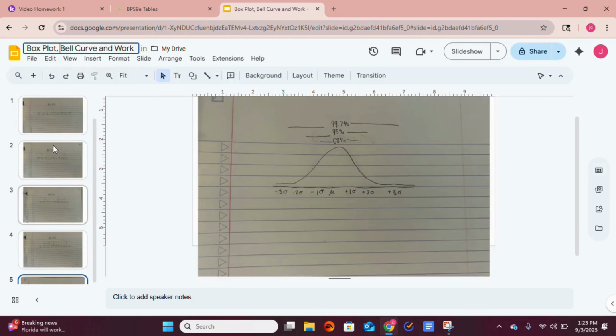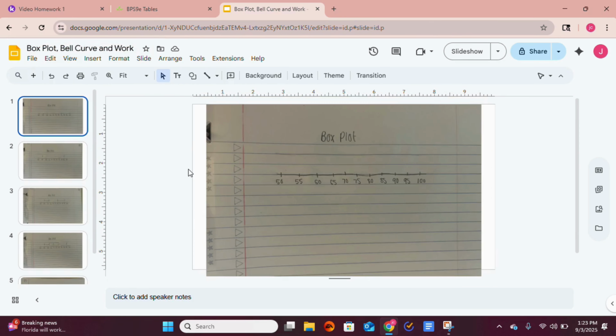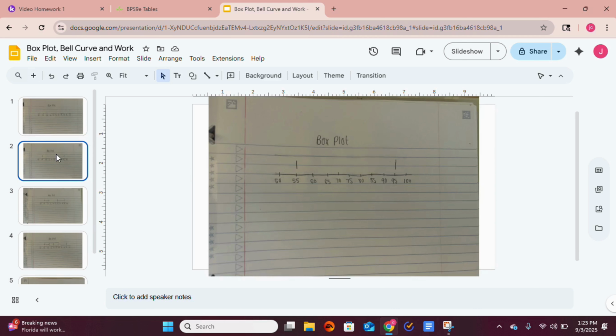First, we create a number line that is applicable to our data. Since our data ranges from 55 to 95, I wrote my number line from 50 to 100, counting up by 5s. Then, we draw lines at the minimum and maximum numbers, just like a little horizontal line above the numbers that we got for our minimum and maximum.